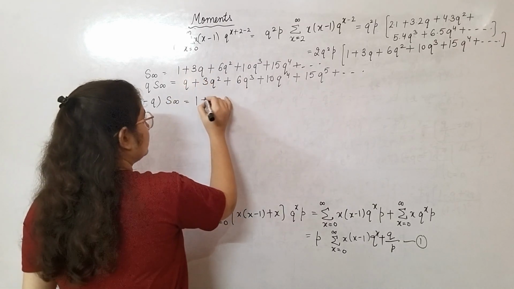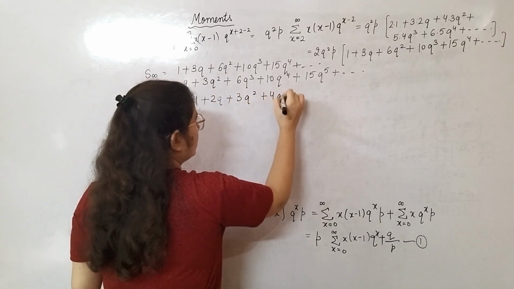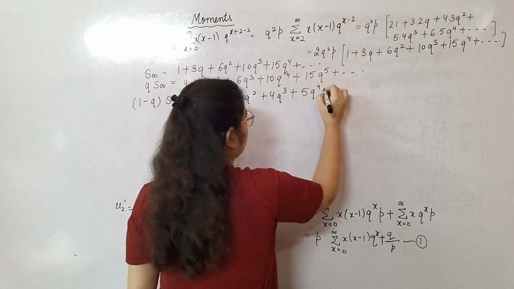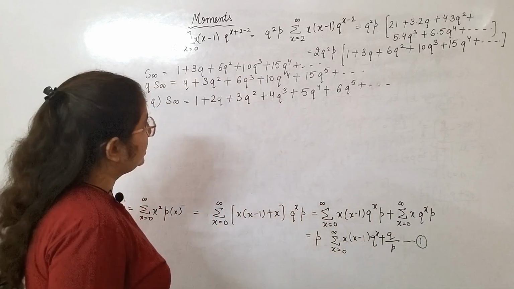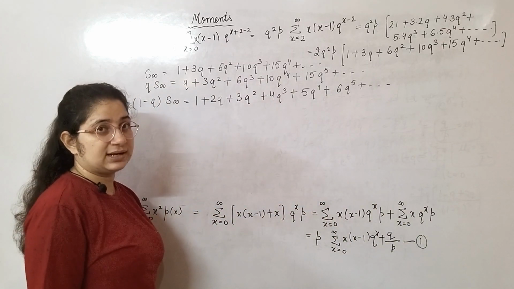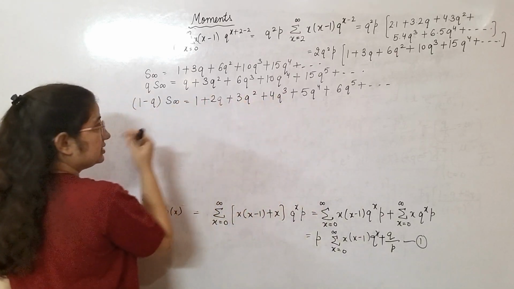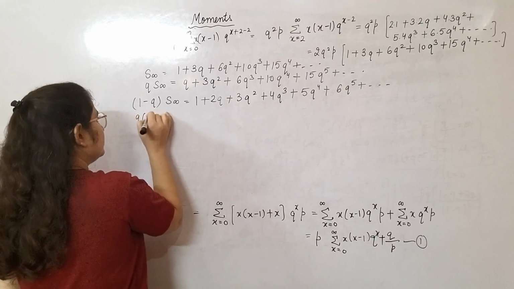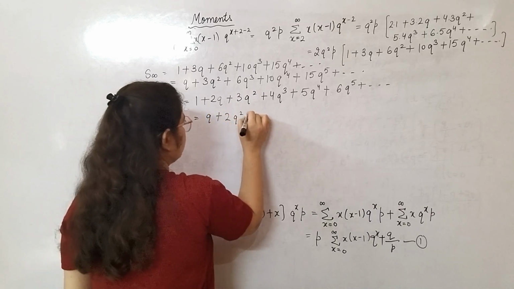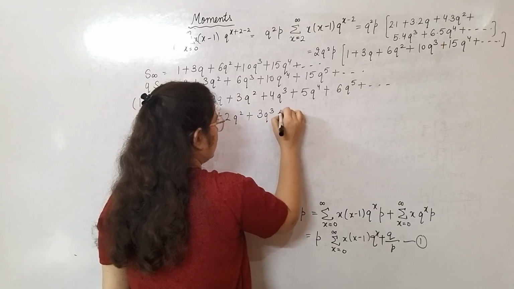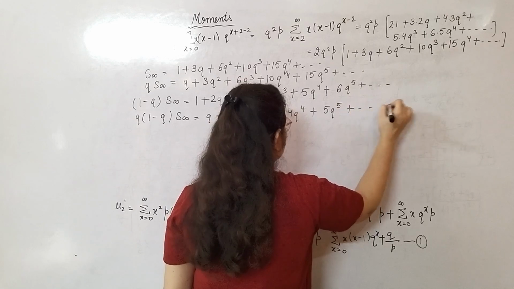Now 3q minus q is 2q, 6q square minus 3q square is 3q square, plus 4q cube plus 5q to the power 4 plus 6q to the power 5 and so on will be your series. Now it is the same as we discussed in the mu 1 dash part. Okay, again by which number is it increasing in the GP series? q. So multiply this complete series by q. You will get q plus 2q square plus 3q cube plus 4q to the power 4 plus 5q to the power 5 and so on.